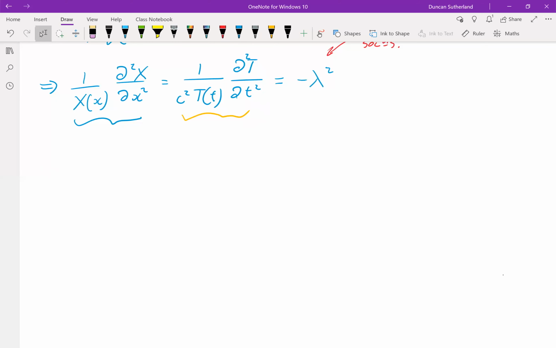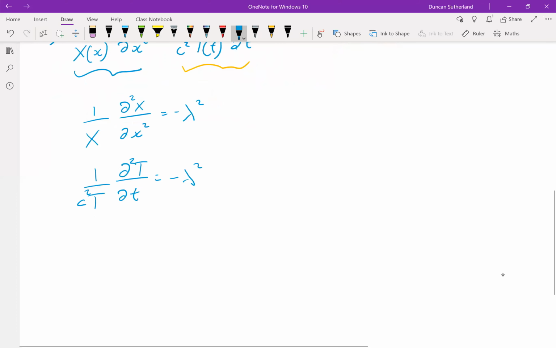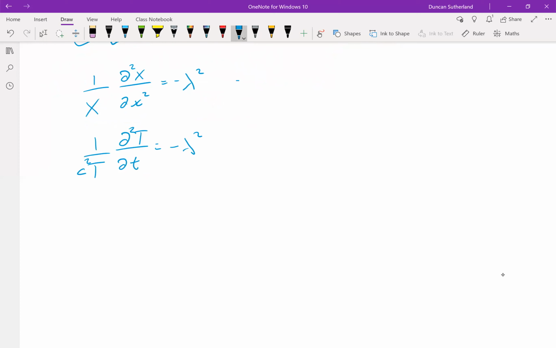All right, so now we've got two problems to deal with. May as well write them out. You've got one on X, and I'll drop the arguments now for convenience. That's problem 1. Problem 2. Right, and we rearrange.